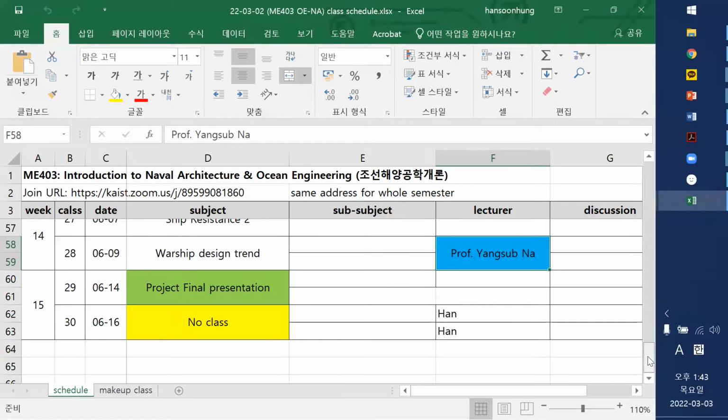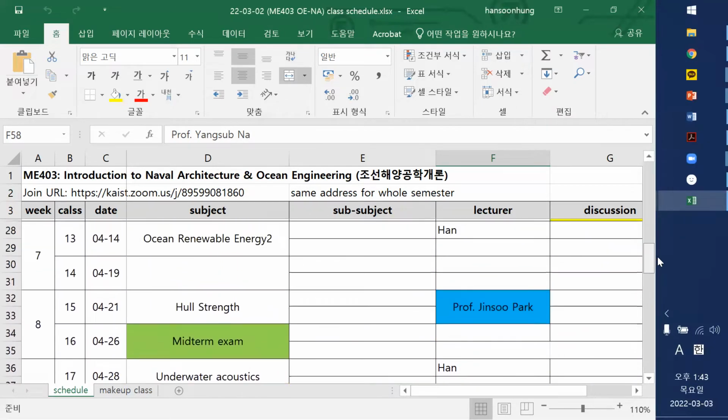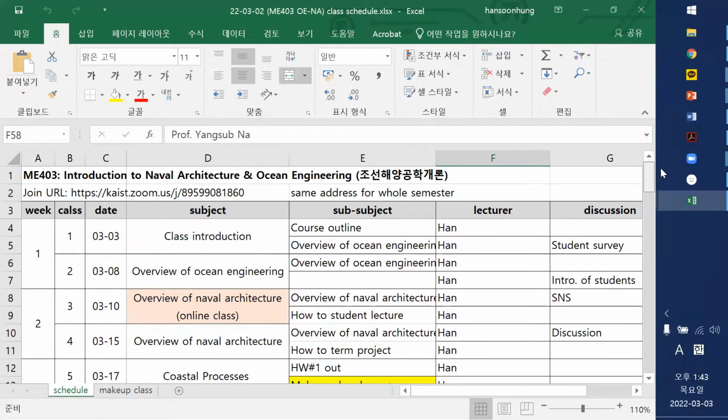That's a rough idea of how the class is working. And one thing I want to let you know: next Thursday, I have a trip to Seoul. So that time, there will be only an online class, no offline class next Thursday.